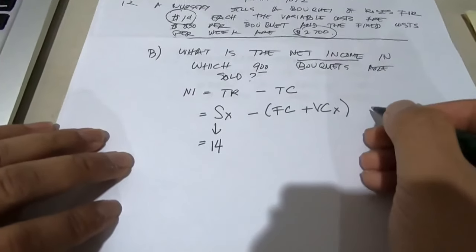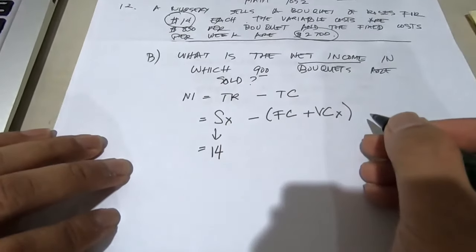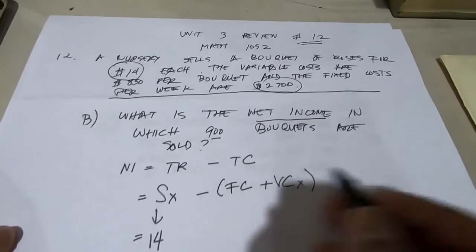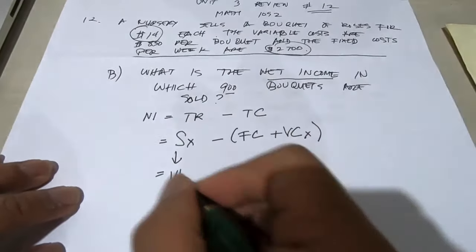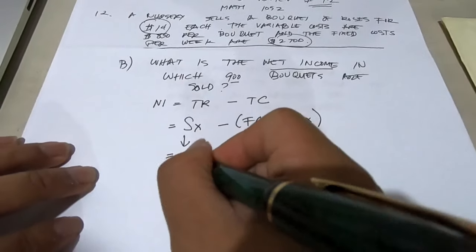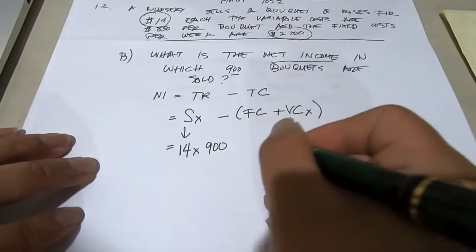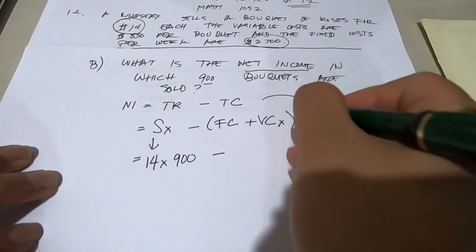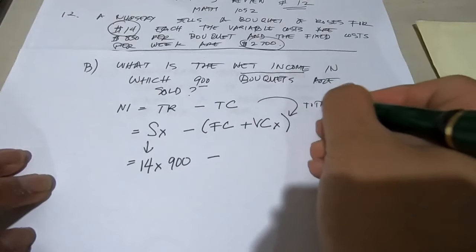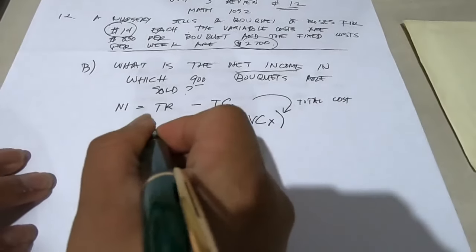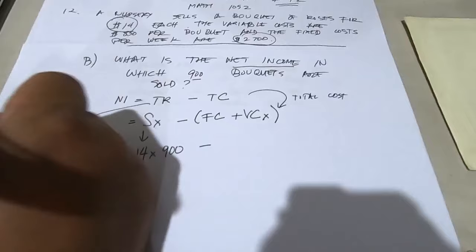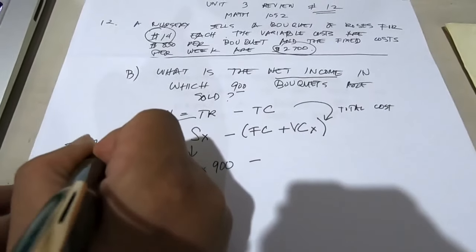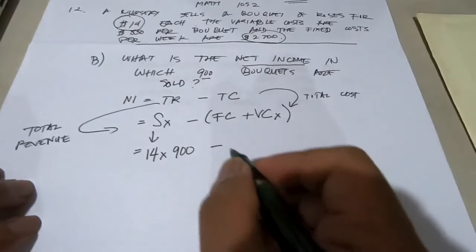$14 multiplied by X, which is given in part B of the problem. All right, so X would be 900. So you multiply 14 by 900, and you subtract the total cost. This is the total revenue, right? So it's similar to the break-even, but not quite.